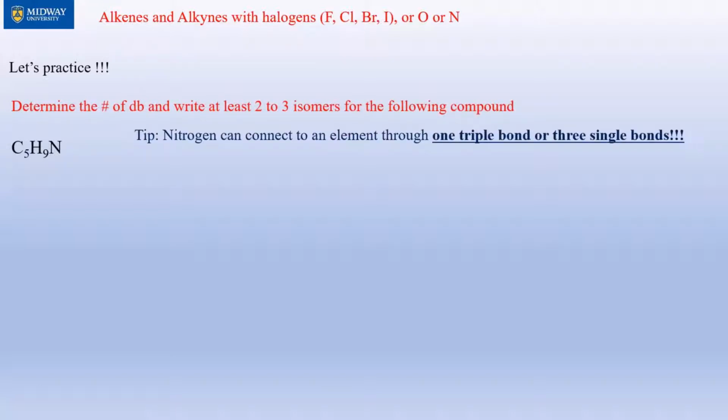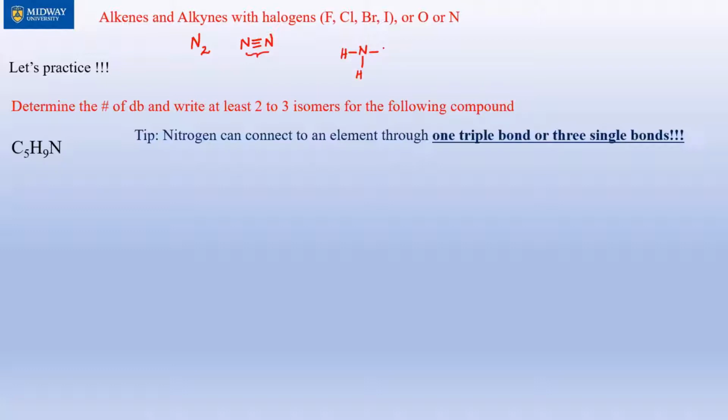So nitrogen can connect to an element through one triple bond or three single bonds. What I'm trying to say here is that nitrogen itself, as we know it, is made up of a triple bond. This is the structure of nitrogen itself. So nitrogen can connect to another element, or an element of its own kind, through one triple bond, or it can connect to three elements through three single bonds. That's what I really mean by one triple bond or three single bonds.